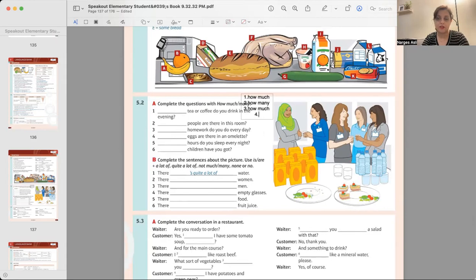How many eggs are there in the omelet? خب eggs خودش اس آورده، پس how many. چند عدد eggs میریزی توی omelet. How many hours do you sleep every night? چند ساعت میخوابی؟ هر شب میخوابیم. How many children have you got? اوکی. چند تا بچه شما دارین؟ child جمعش میشه children، پس میشه how many.